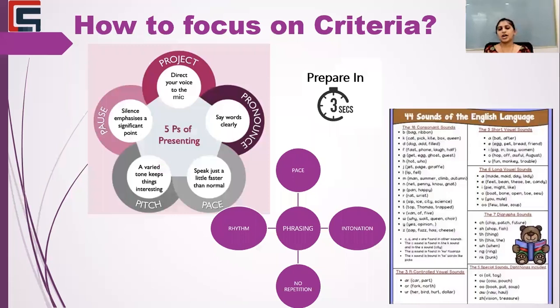Switching over to our next slide, we have how to focus on criteria. Now, first of all, as I said, there are mainly three criteria that PT looks for: fluency, content, and pronunciation. So when we talk about these three criteria, obviously they also give some sub-criteria that we need to focus on.